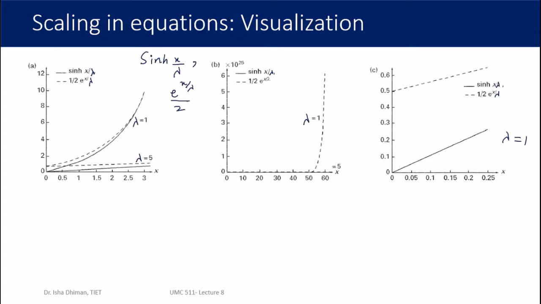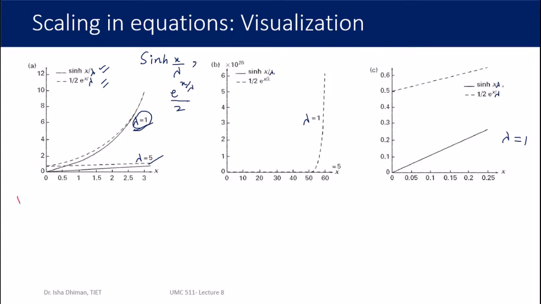You can see in front of you three graphs. All three graphs contain two curves. The first one contains four curves because it's giving you lambda equals 1 and lambda equals 5. Right now I'm just focusing on the curves for lambda equals 1. One curve is the sine hyperbolic function, another curve is your approximation, e raised to power x by lambda by 2. The same graph is there in all three, but still you can see by looking at the shape of the curves that there is something different in the three. So let's try to understand that.